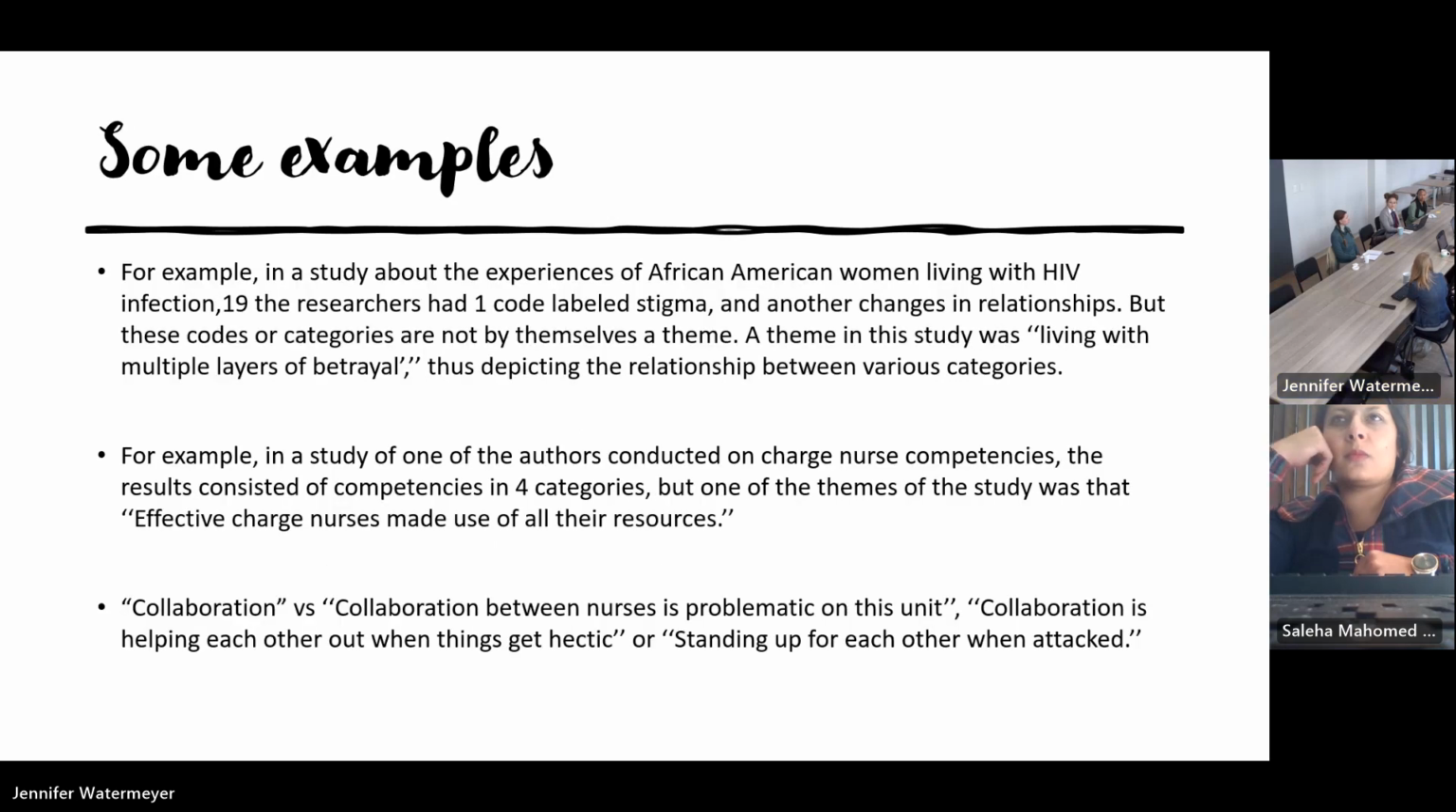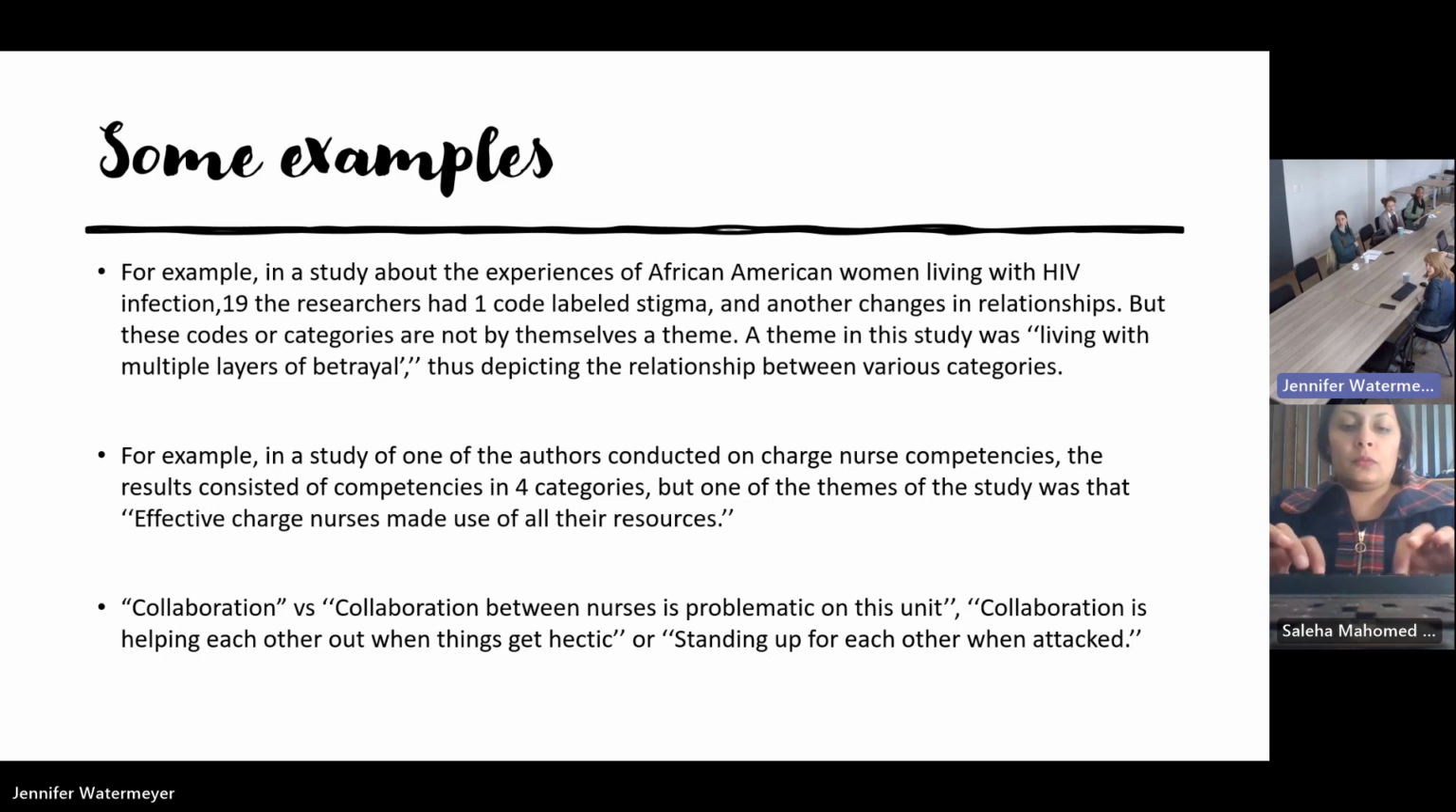Not easy. Sorry, this is very small here, but these are some examples they gave. So for example, in a study about the experiences of African American women living with HIV infection, the researchers had codes labeled stigma and another, changes in relationships, but these codes or categories are not by themselves a theme. So stigma or changing relationships, not a theme. The theme was actually living with multiple layers of betrayal. So I guess they did that process of distilling, and then we'd probably have to read the whole study to see what they did there.